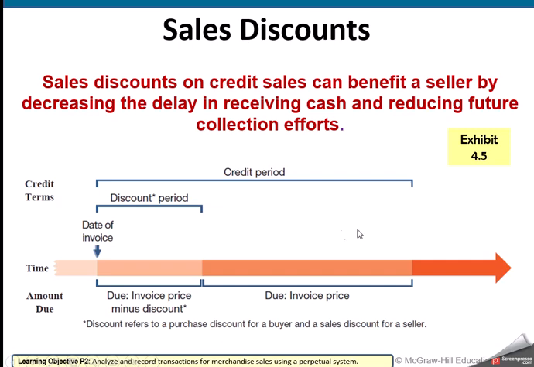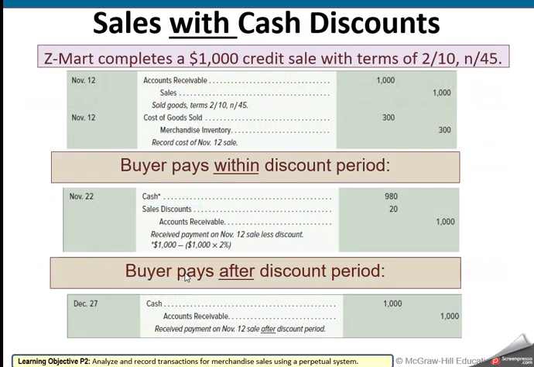Now, again, we can have the same thing where there's a sales discount. So now our customer could pay us in 10 days and receive a little discount. So you see the first two entries are the same, recording the sale and setting up the receivable. But then down below shows, okay, if they pay within the discount, we get the cash less the discount. So we give them a 2% discount times the $1,000 that we billed them. So it's a $20 discount. Our cash is reduced by the $20.